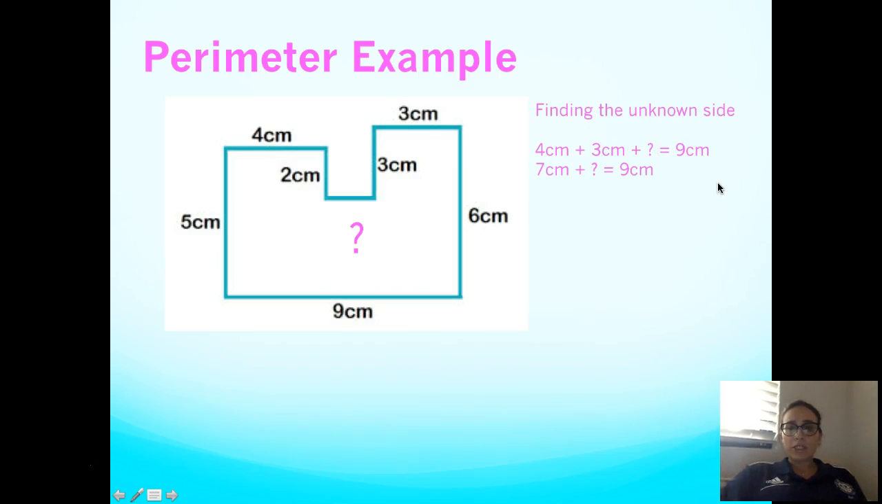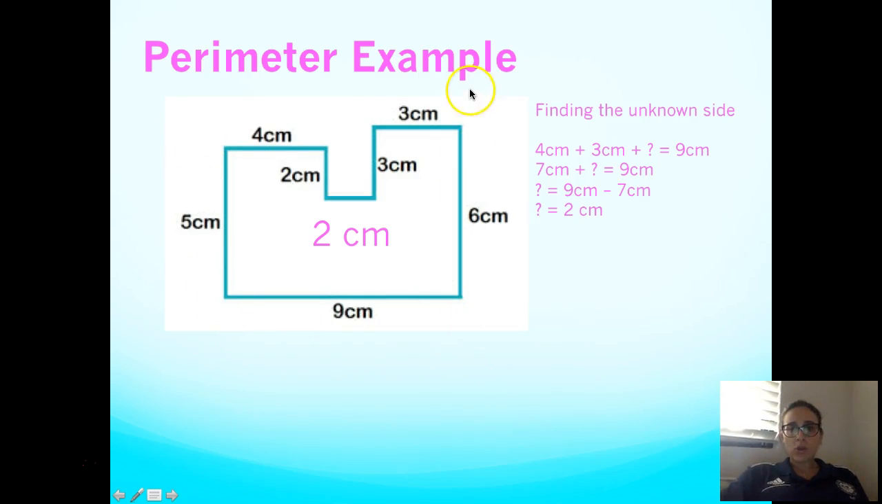4 centimeters plus 3 centimeters plus question mark equals 9 centimeters. We can add 4 plus 3, which will give us 7 centimeters, plus our question mark, which equals 9 centimeters. Now, 7 centimeters plus what number will give me 9 centimeters? We could do that by doing 9 minus 7, and we're left with 2 centimeters. So 7 centimeters plus 2 centimeters equals 9 centimeters. So our question mark then has a value of 2 centimeters. So we can now replace our question mark.